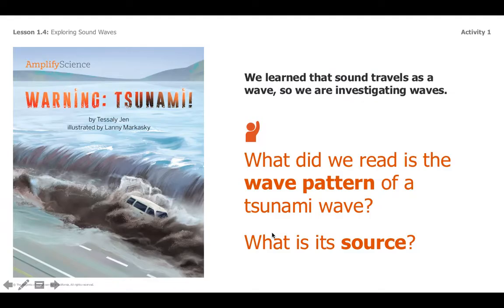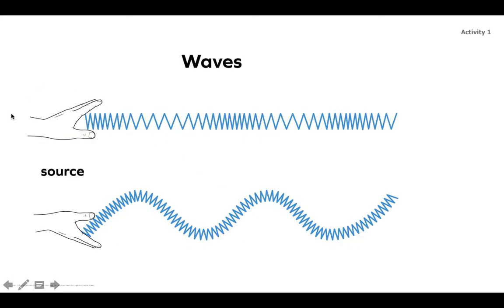So let's go ahead and look at Tsunami Warning and talk about a couple of things that you guys may have read about. So it says, we have learned that sound travels as a wave, so we are investigating waves. What did we read is the wave pattern of a tsunami? What is its source? So we're going to talk about the words wave pattern and source. If you think back to the slinky, we know that the waves went back and forth. If you think of the rope, they all are waves, but an up and down wave pattern.